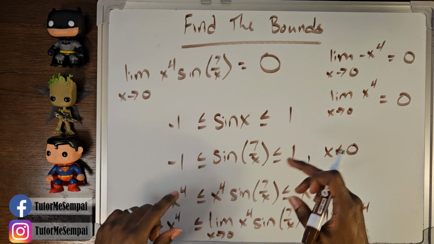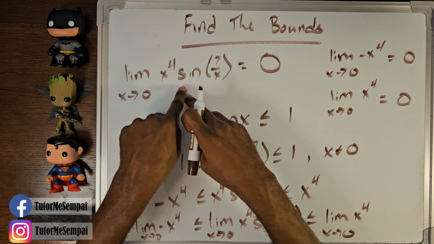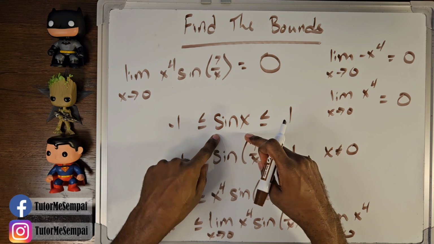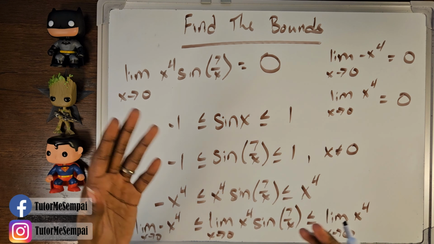After you get your bounds, try to manipulate what you have until you get this again. So we didn't start here, we started at a regular sine, and then we slowly started manipulating it until we got to our original function. That's how you find your bounds and use your squeeze theorem to find your limit.